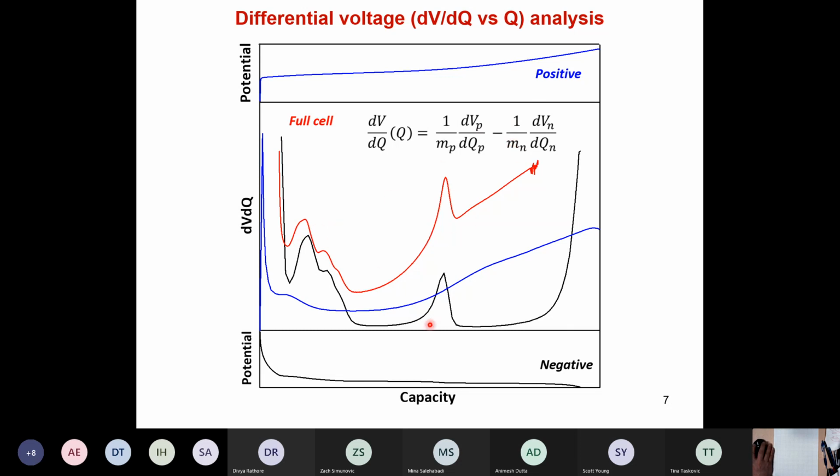So this black that you see here is actually the negative of dV by dQ for the negative side, because the voltage goes down with capacity. So we just plotted the negative here just to make it clear what's going on. And then you take the difference between the blue and dVdq for the negative to get the red, the full cell curve. So you would add the black and the blue together to get the red.